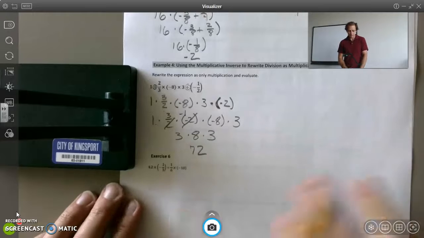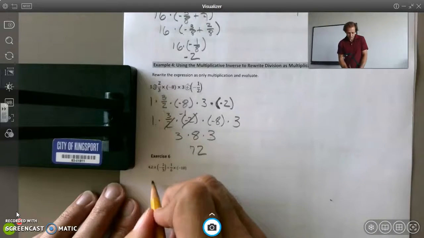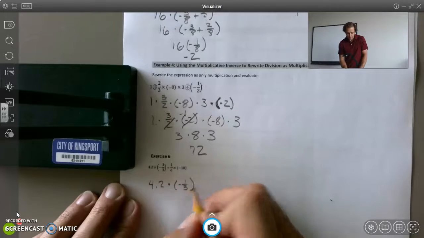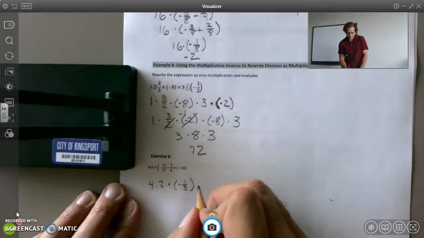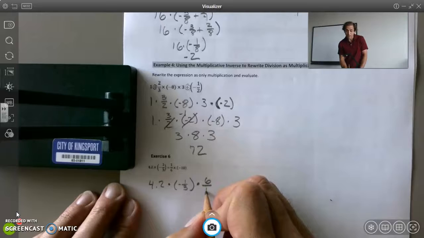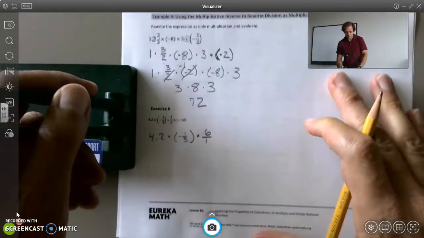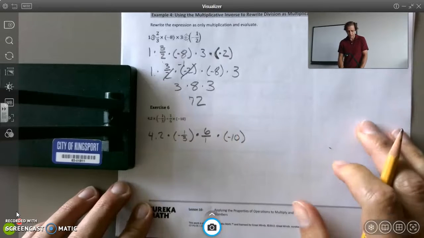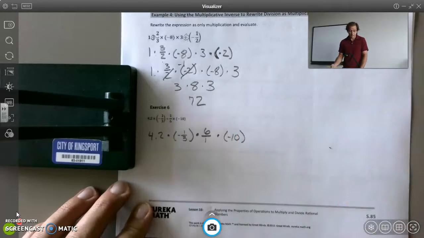All right, let's come down here to the bottom. The last one is 4 2/10, or excuse me, 4.2 times negative 1/3 divided by 1/6. I need to change that to times 6 over 1. Hopefully you're seeing, oh man, that just made it really easy. Times negative 10. Now this looks complex because we've got decimals, we've got fractions, we've got all this stuff. But if we multiply the right numbers together, we get rid of the decimal. And if we multiply the right numbers together, we get rid of the fraction.